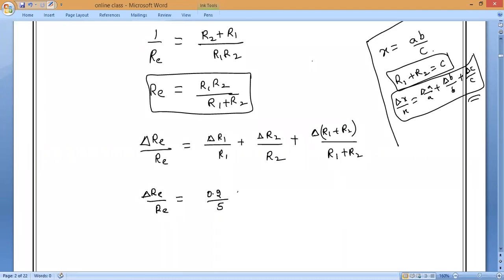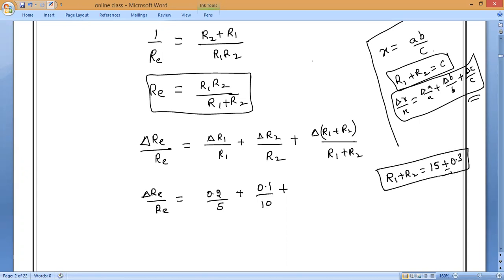0.2 divided by 5 plus delta R2, 0.1 divided by 0.1, plus R1 plus R2, delta R1 plus R2. How much is it? You just add it and tell me. R1 plus R2, 0.3. R1 plus R2 is equal to 15 plus or minus the error. Is it right or wrong?